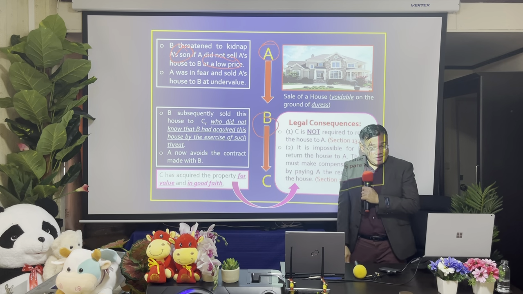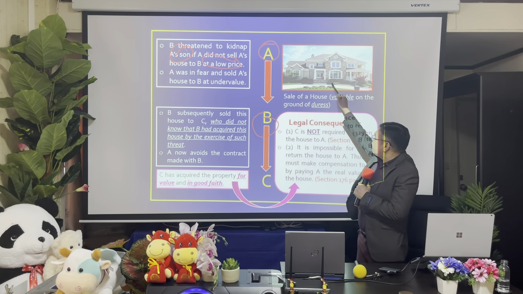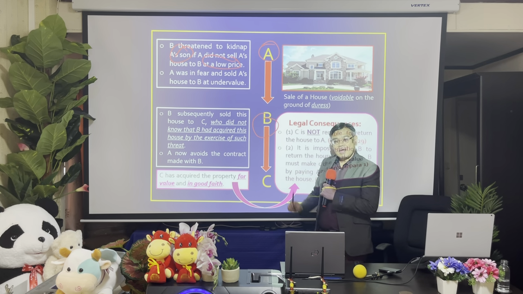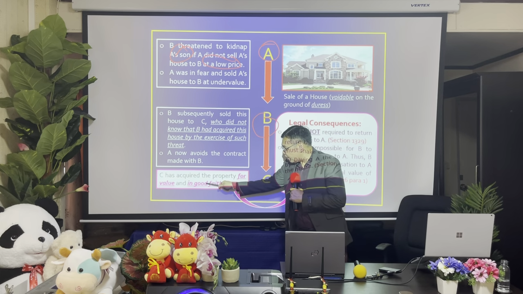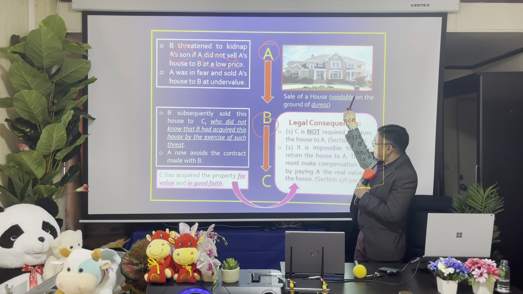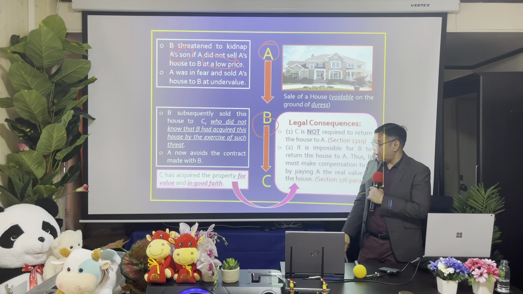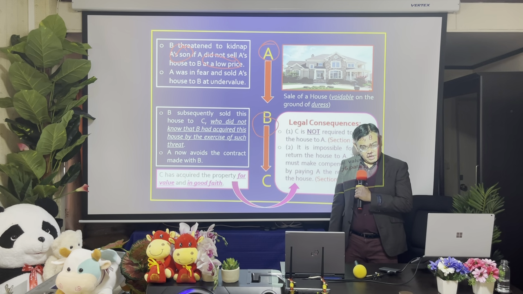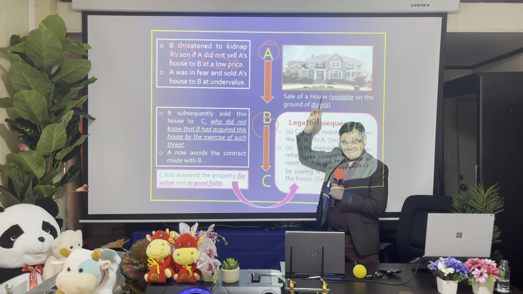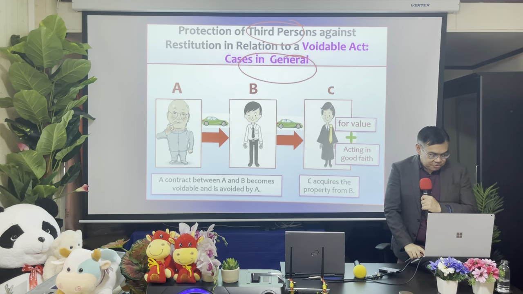In this case, C is a third person. C acquired this house for value because C would have to pay the price to B. And C acted in good faith because C did not become aware of anything about the contract between A and B. So in this case, the law protects C. There is no restitution. C is not required by law to return this house to A, because C has the protection under section 1329.